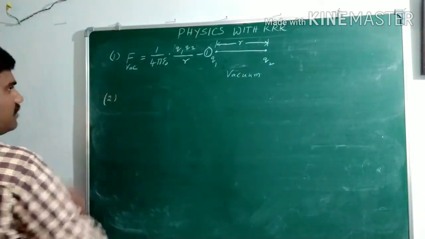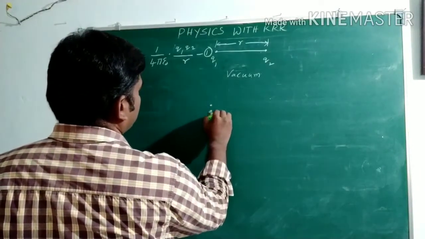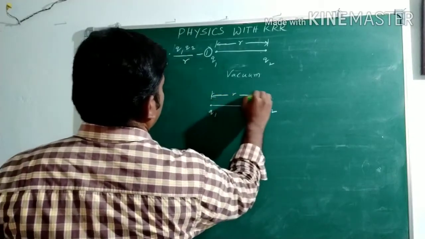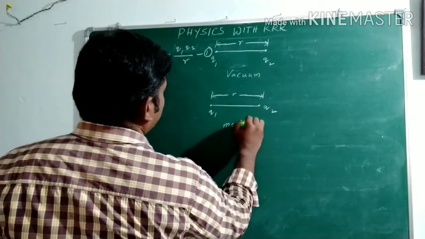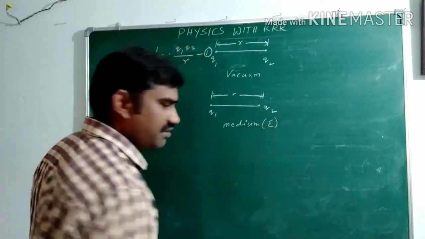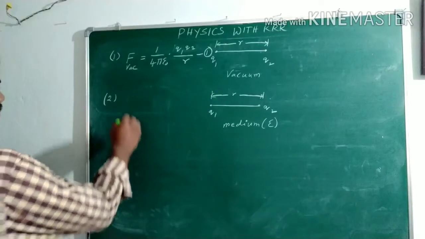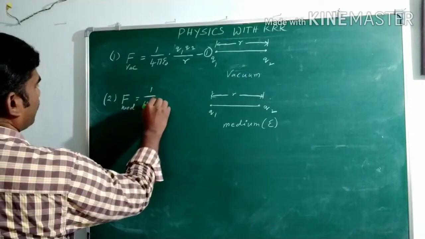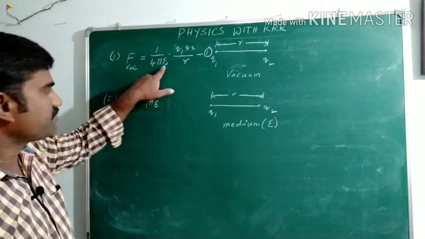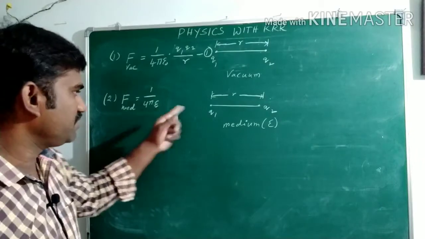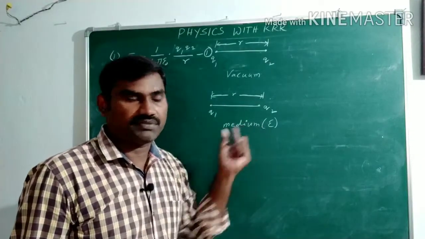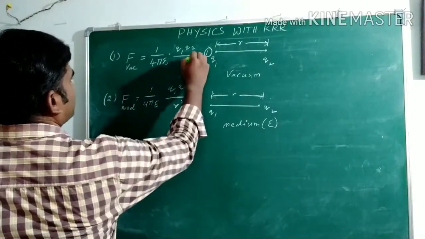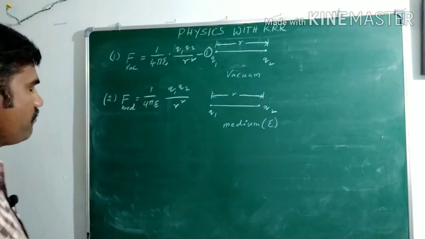Now in the second case, these two charges are placed in some medium of permittivity epsilon. Now we can write this is F medium, which is equal to 1 by 4 pi epsilon Q1 Q2 by r square. So in the place of epsilon naught, we need to take epsilon because these two charges are placed in a medium of epsilon.